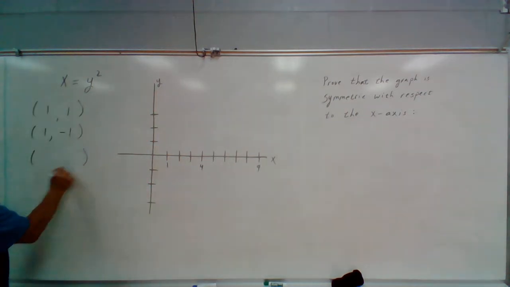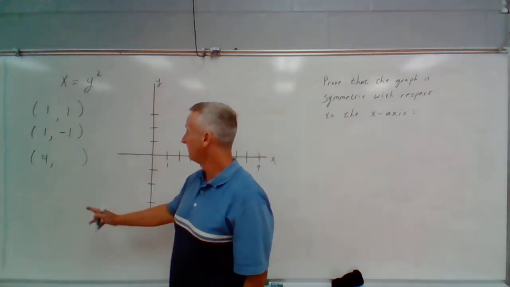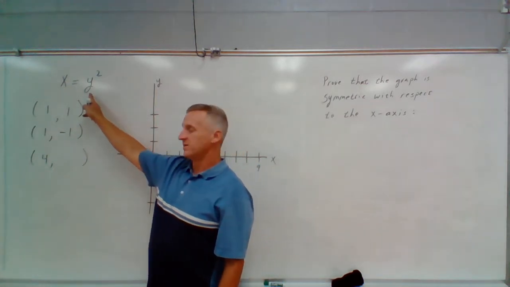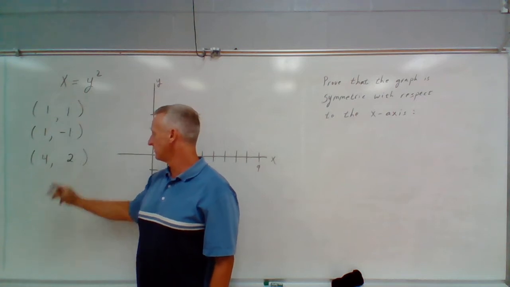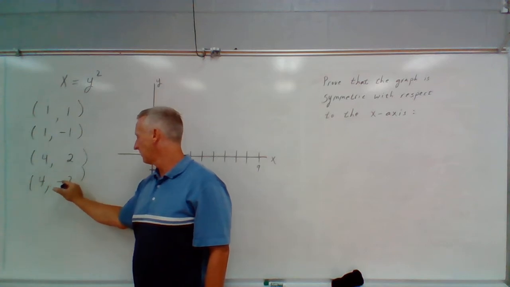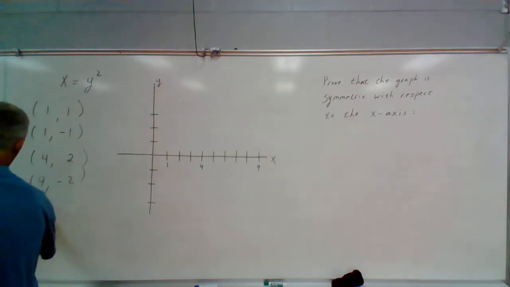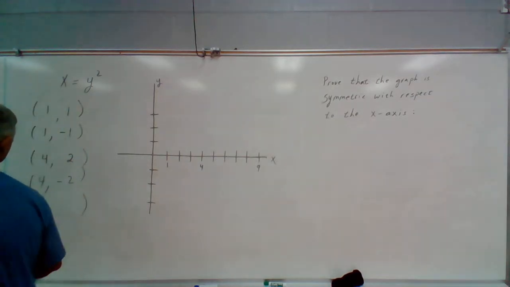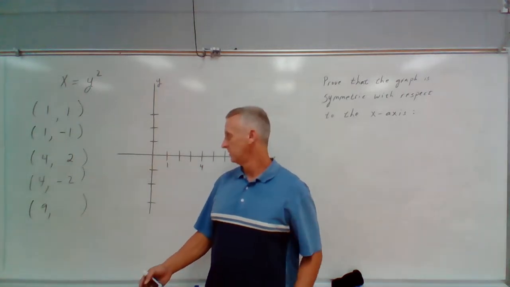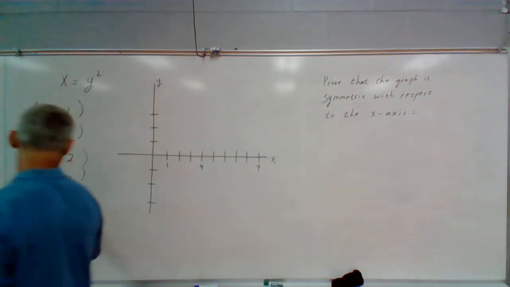Let's try a 4. Okay, so if I put a 4 in for x, what could y be? Y could be 2, because 2 squared is 4. But y could also be negative 2, because negative 2 squared is also 4. Let's try 9 for my x. So if x is 9, what could y be? Well, it could be 3, because 3 squared is 9, or it could be negative 3, because negative 3 squared is 9. So I get 2 points.